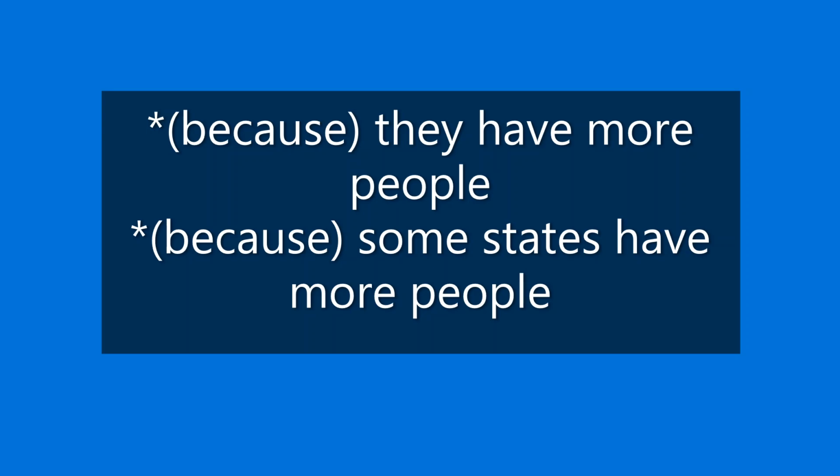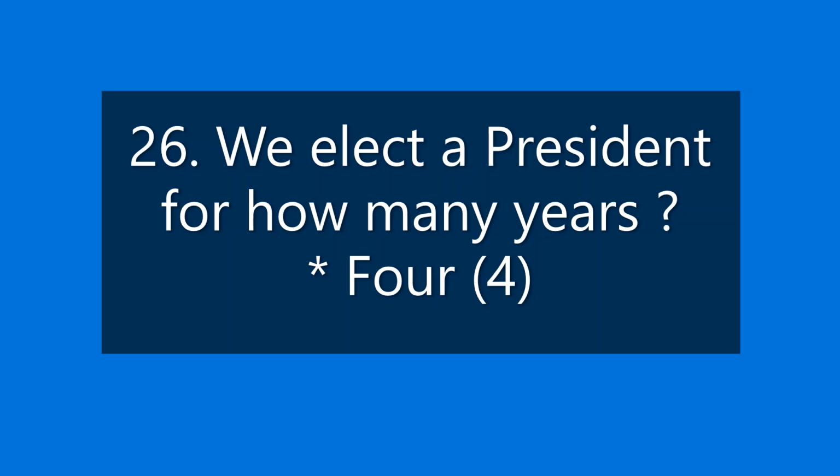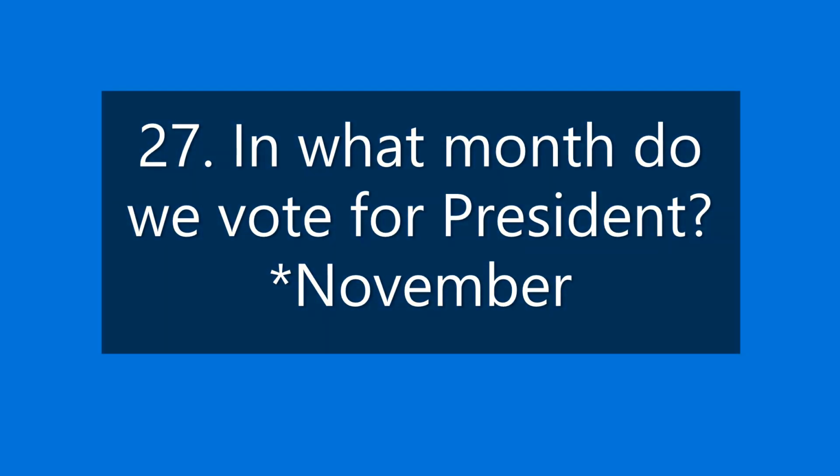Number 26. We elect a president for how many years? Answer: we elect a president for 4 years. Number 27. In what month do we vote for president? The answer: we vote for president in the month of November.